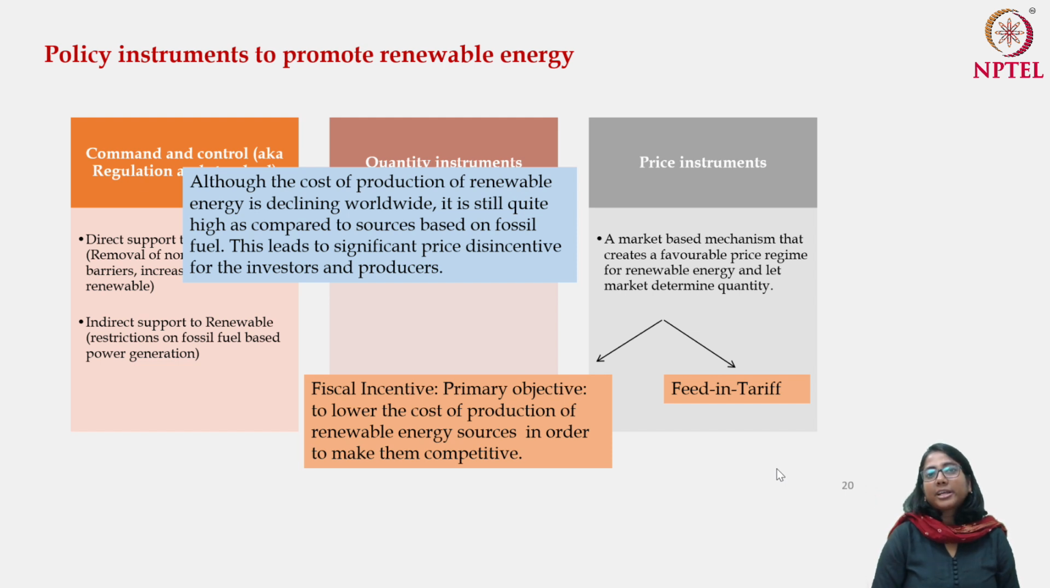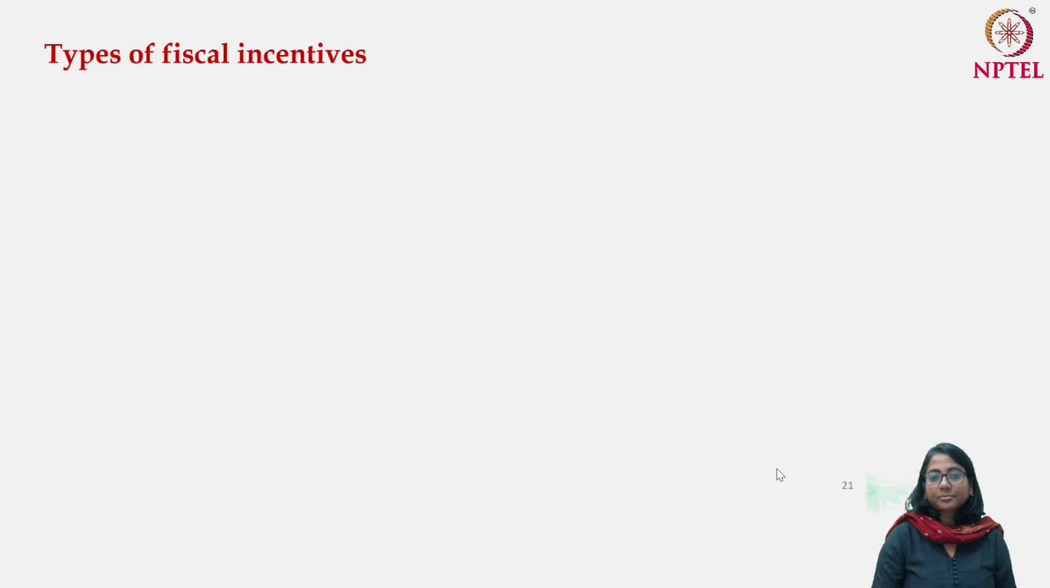The primary objective of fiscal incentive is to lower the cost of production of renewable energy sources in order to make it more competitive. Now, I would like to spend 1 minute on the term fiscal. Fiscal means budgetary, something which is related to tax and subsidy. So when the government gives some tax credit or some subsidy, all of them come under the fiscal incentive. This is generally the meaning of fiscal. This is related to budget.